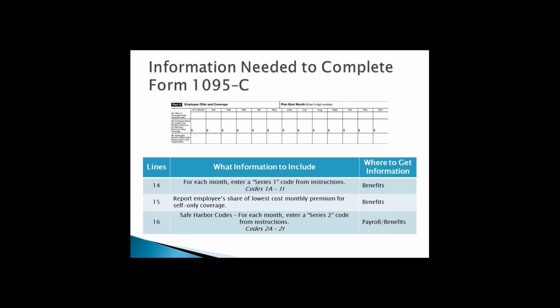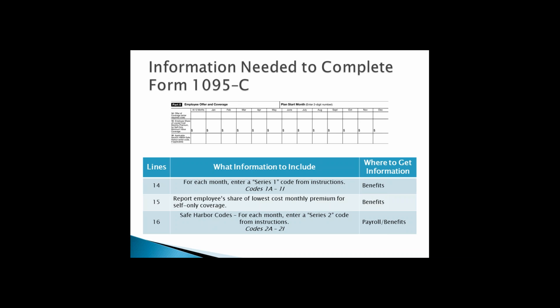Code 1G is offer of coverage to employee who was not a full-time employee for any month of the calendar year and who enrolled in self-insured coverage for one or more months of the calendar year.